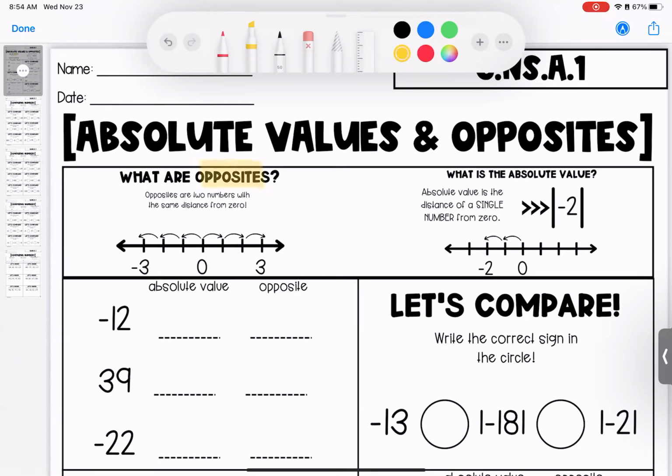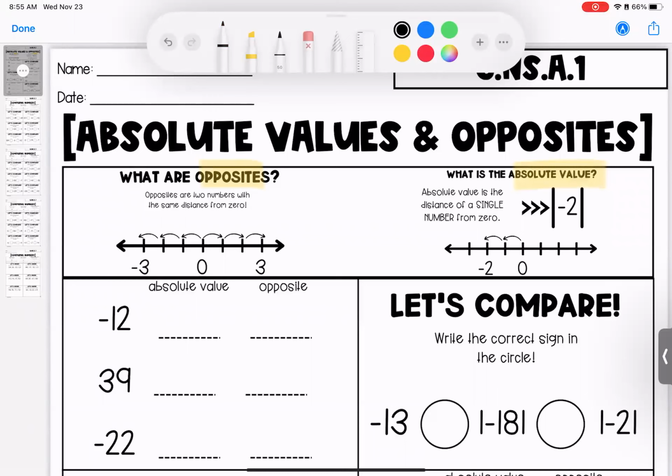to compare positive and negative numbers. Just some quick reminders. Opposites are exactly like what they sound like. If I am on the left side of 0 and I have -3, my opposite is going to be on the right side of 0, +3. They are the same distance from 0, just in opposite directions.